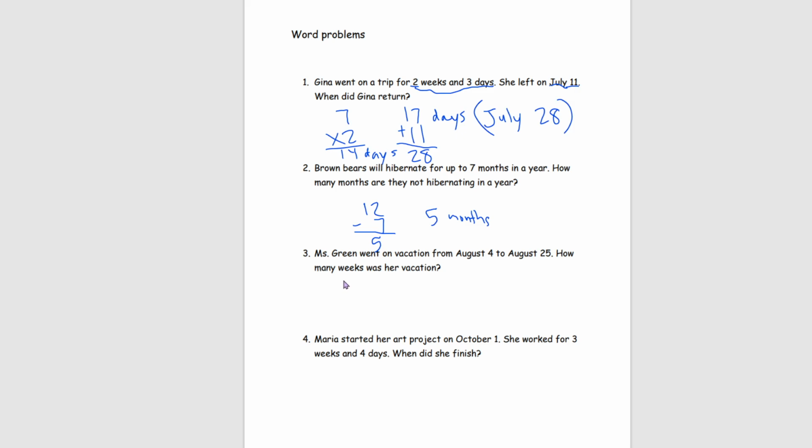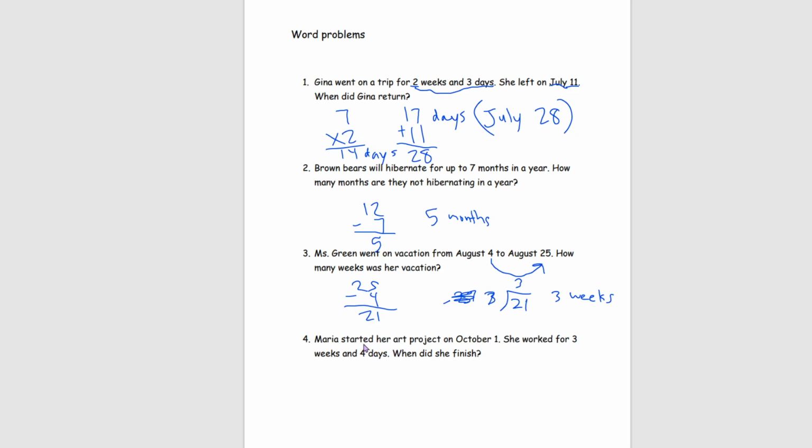For number 3, it says Ms. Green went on a vacation from August 4th to August 25th. How many weeks was her vacation? To find our answer, we know that there are 7 days in one week. First, we need to find the difference, how long she was gone for. To get that, we can just do 25 minus 4, which gets us 21. And then we can do 21 divided by 7, which gets us 3. So she was gone for 3 weeks.